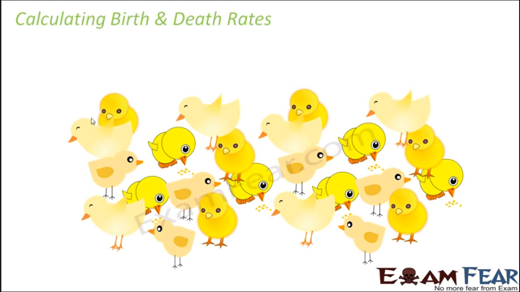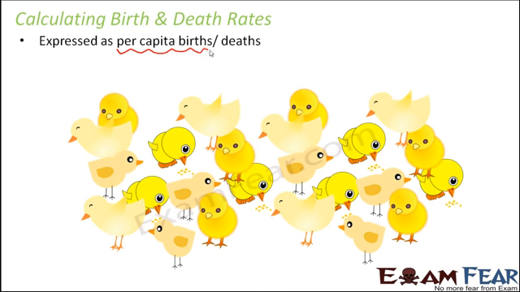So therefore, whenever we have to calculate birth rate or death rate, we calculate in terms of per capita. So we talk in terms of per capita births or per capita deaths. Now what is the meaning of per capita? It means for each person, in relation to an individual, in relation to a single person. So let me take this example.